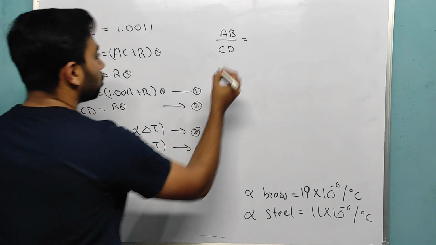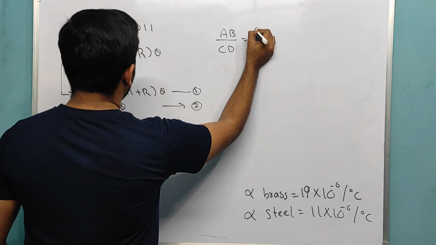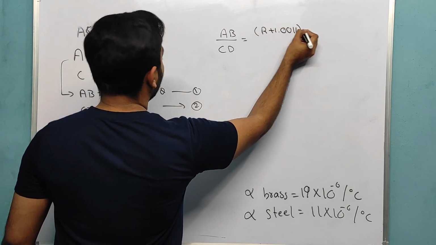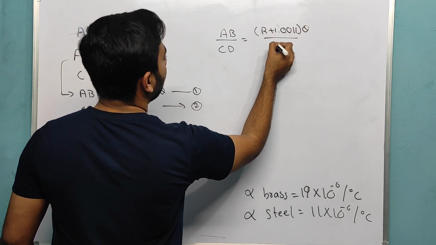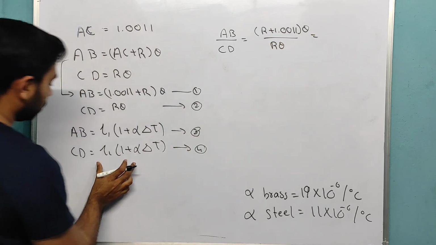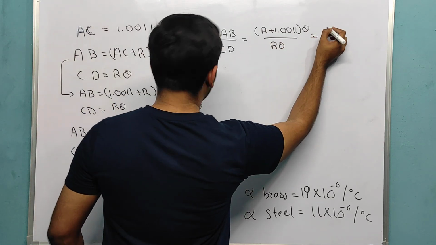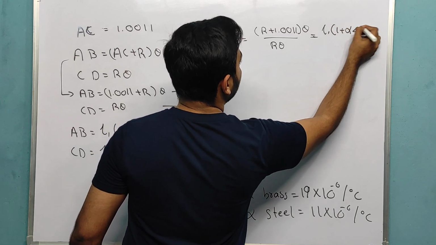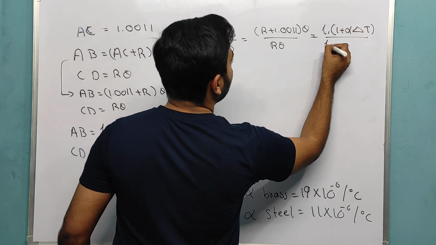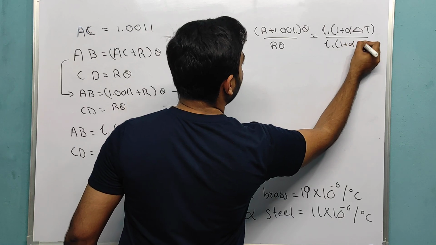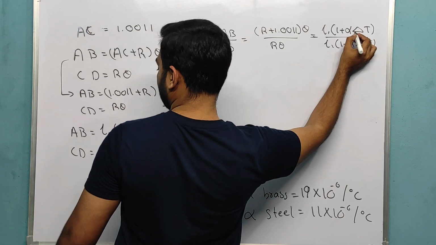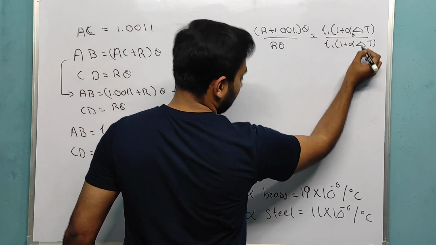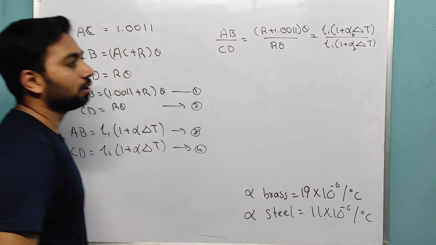Let me check both. So first one, let me take R plus 1.00 into R theta divided by R theta, which is equal to L1 plus 1 plus alpha into rho t, divided by L1 into 1 plus alpha into rho t. This is AB. AB is for brass, and this is for steel. Correct.